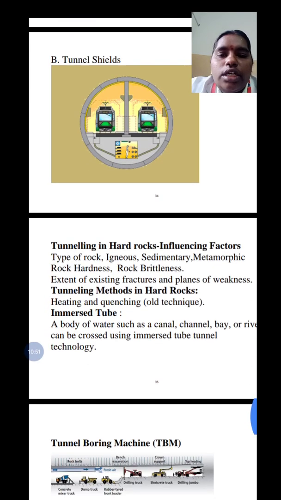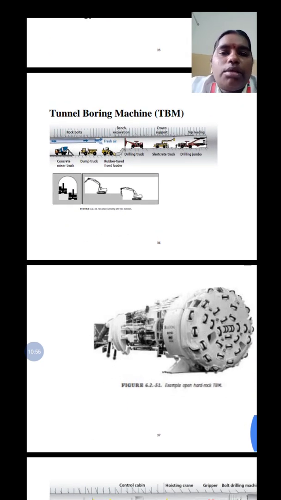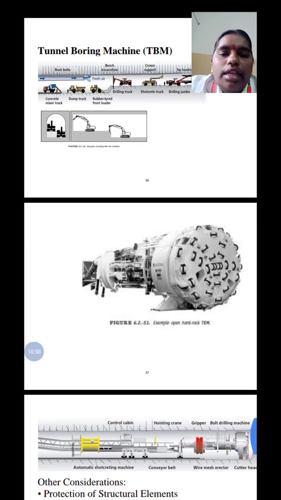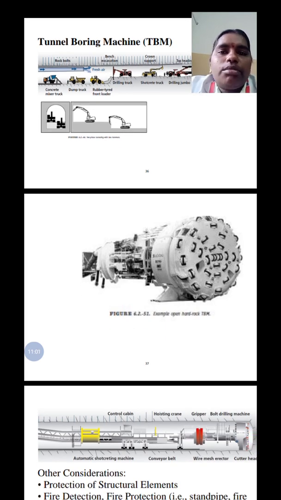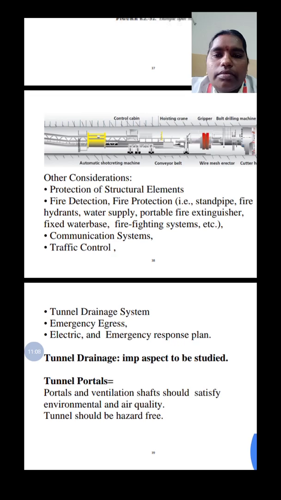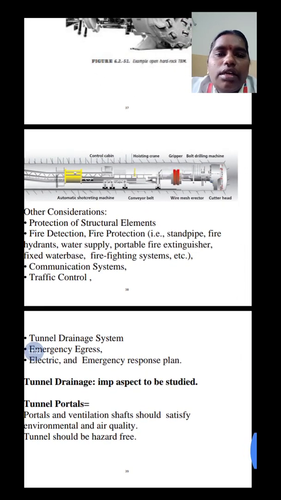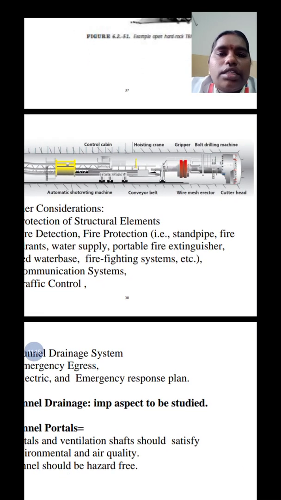This is the tunnel shield method. This picture shows the tunnel boring machine. In recent times, the tunnel boring machine is used for excavating tunnels. The tunnel boring machine has many parts. First one, cutter head. Next one, bolt drilling machine, gripper, crane, control gripping, automatic shotcreting machine, conveyor belt, etc.